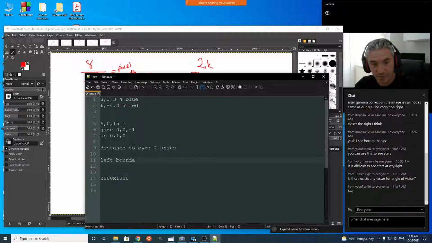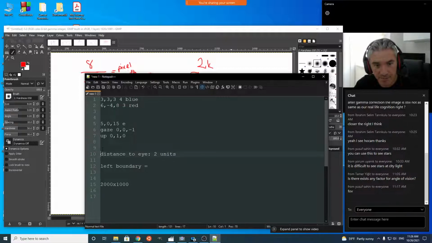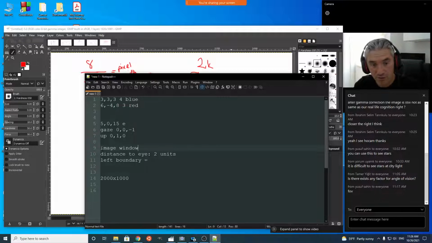Left boundary of the image window, so distance to the eye. So this is about the image plane. Let's call it the image window, because when you say image plane, it's the infinite unbounded plane which is parallel to the x-axis. So the image window distance to the eye is 2 units, and also let's note that it's parallel to the xy plane of the camera.